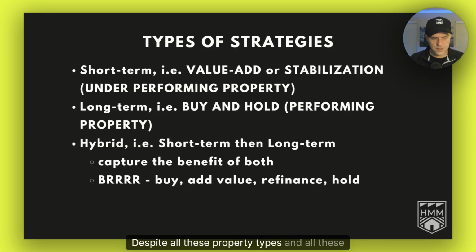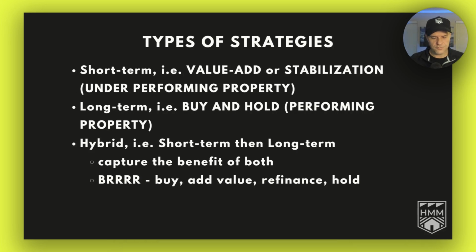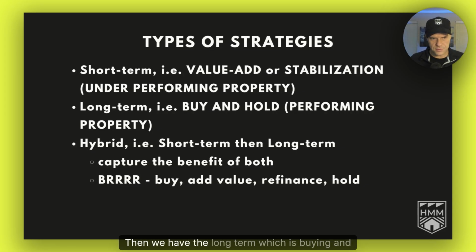Despite all these property types and all these possibilities, we're almost always talking about 2 types of strategies only. We have the short-term strategy, which is a value add or stabilization activity, and it's going to involve renovating or otherwise improving an underperforming property. This is a faster kind of wealth creation. Then we have the long term, which is buying and holding or refinancing a well-performing property already in good condition right now. This is a slower kind of wealth creation strategy.